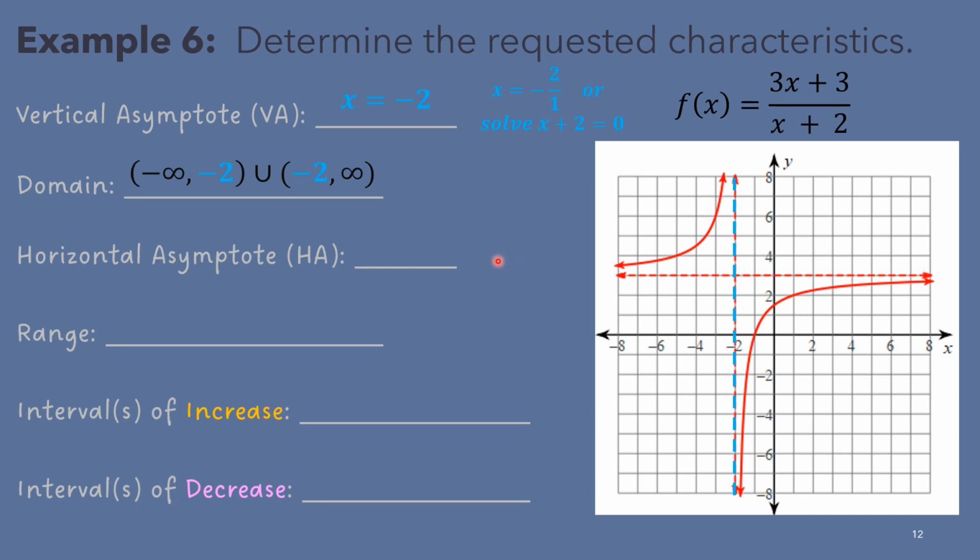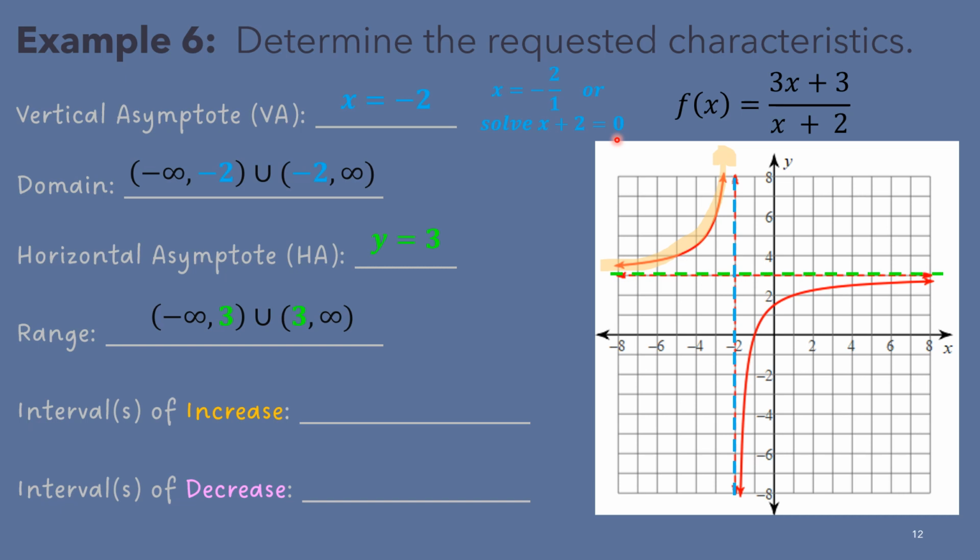When we look at the horizontal asymptote, we're looking at the coefficients of the variables. They have the same degree, so 3 over 1 will give us y equaling 3. There's our horizontal asymptote at y equaling 3, and it breaks up the range from negative infinity up to 3, and then from 3 to infinity.